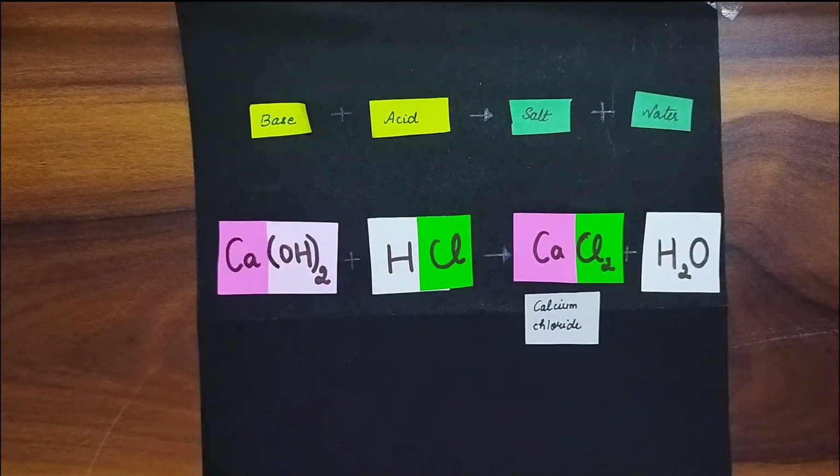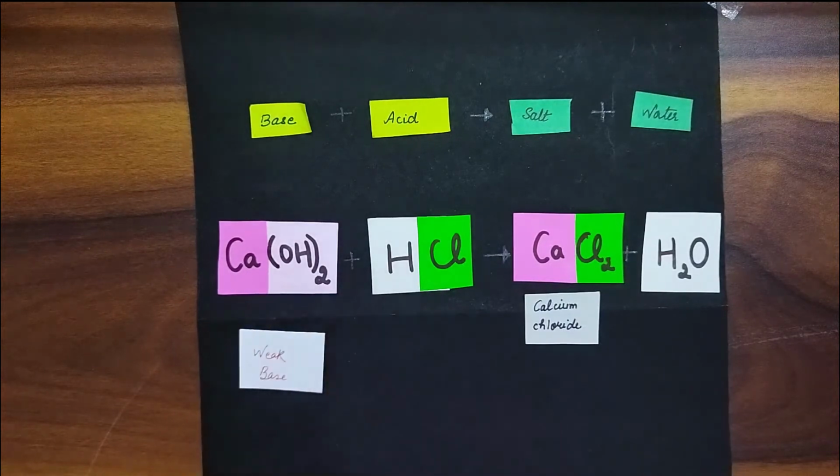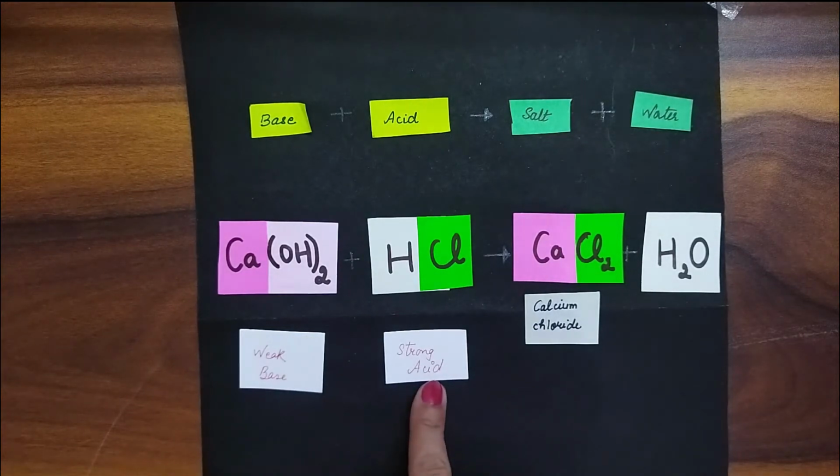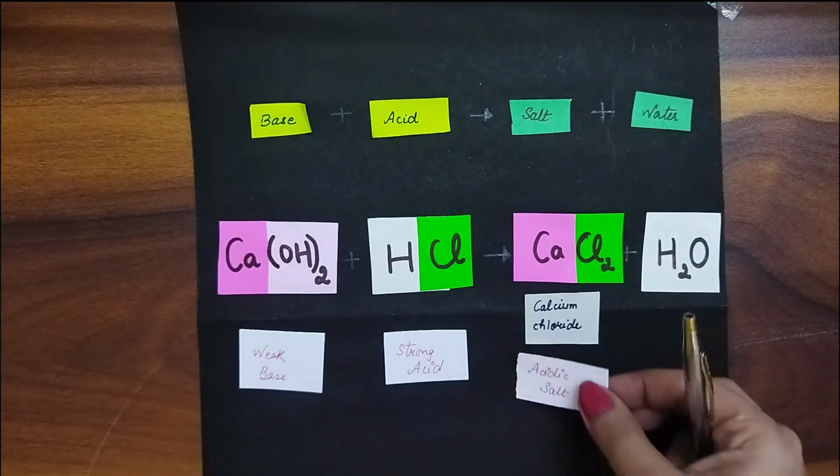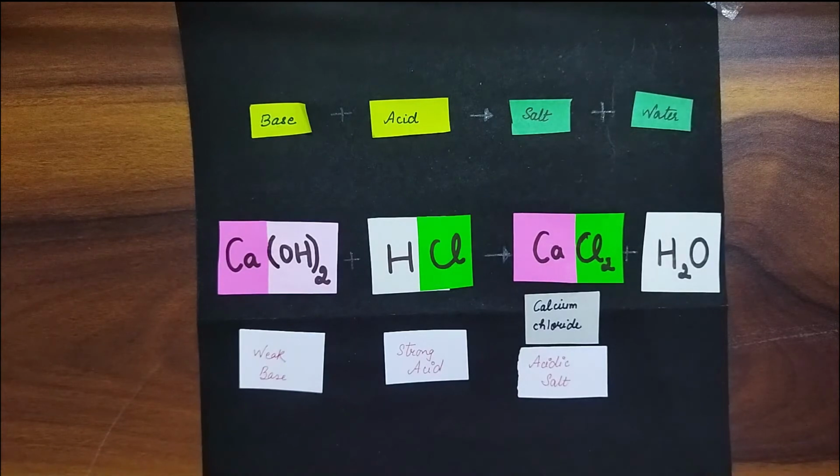We know that calcium hydroxide is a weak base and HCl is a strong acid. So since the acid is strong here, the resultant salt will be showing the acidic nature. So our salt is acidic in nature. Since it is acidic in nature, it will turn blue litmus to red. Now let me take the third example.